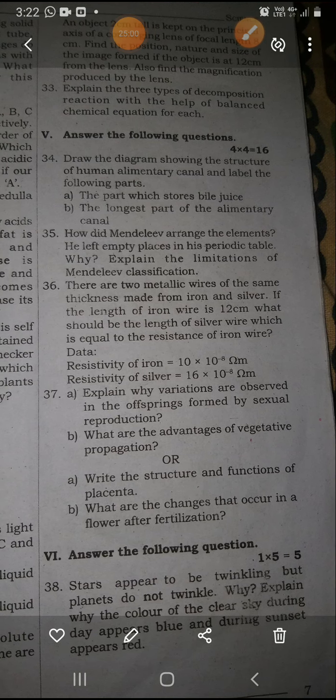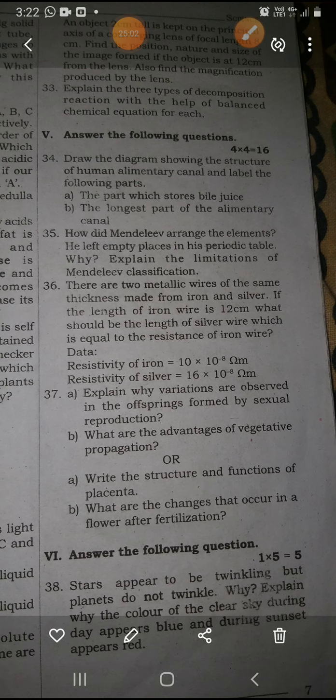So children, in today's class we have discussed one 4-mark question and one 3-mark question, and the rest, there's another question, that is the calculation of the resistance. It takes a little time, so we shall continue in the next class.